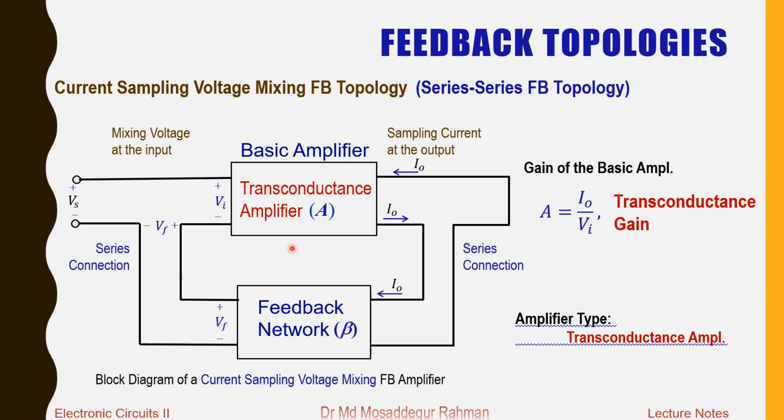So this is how we have four different feedback topologies: voltage sampling voltage mixing, voltage sampling current mixing, current sampling current mixing, and current sampling voltage mixing. And for these feedback topologies, we have four amplifier types: the voltage amplifier, the transresistance amplifier, the current amplifier, and the transconductance amplifier.